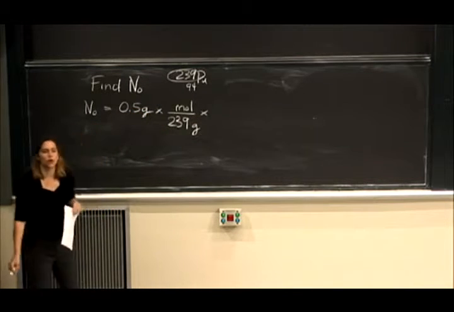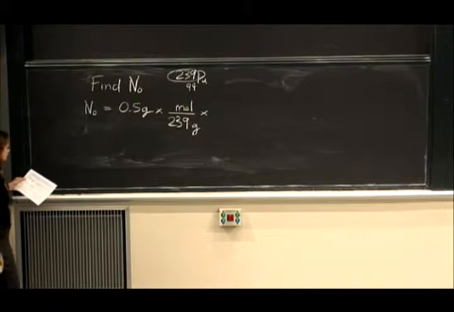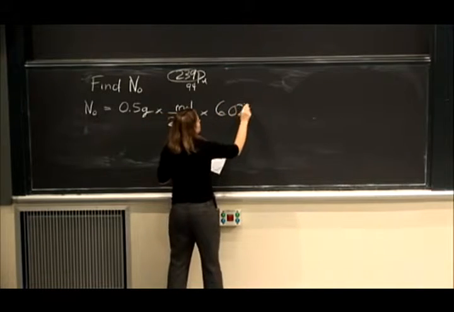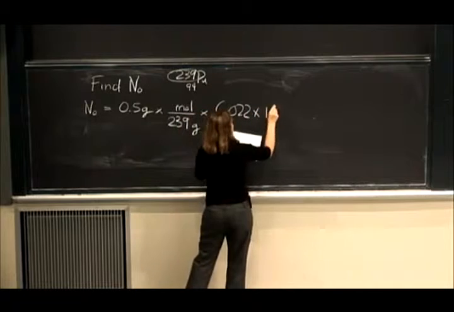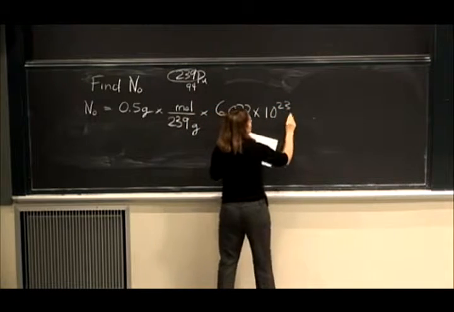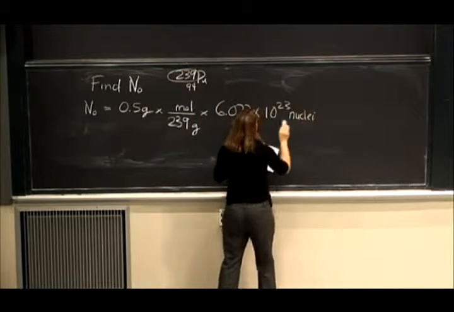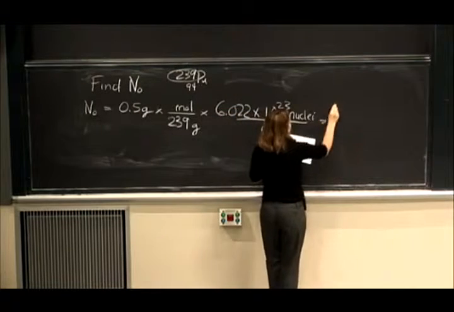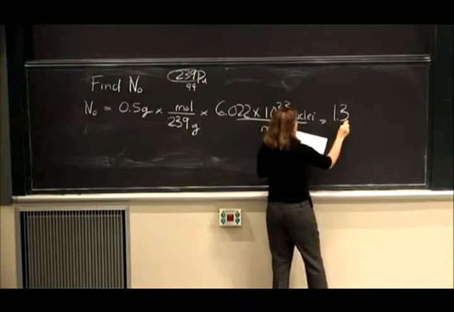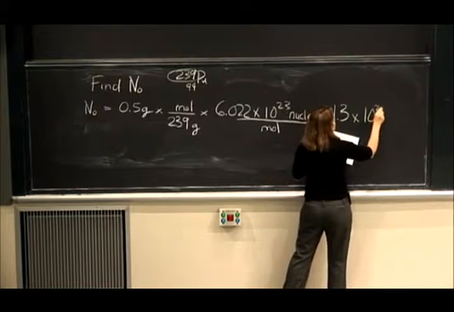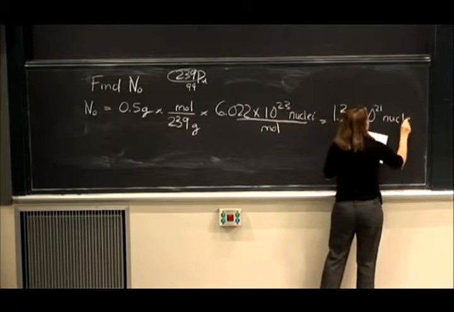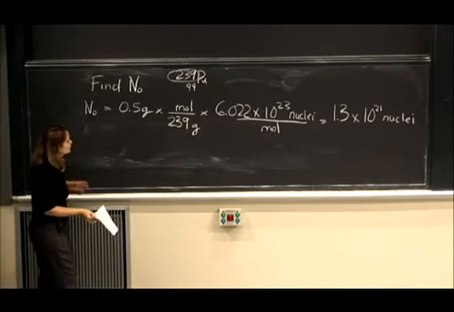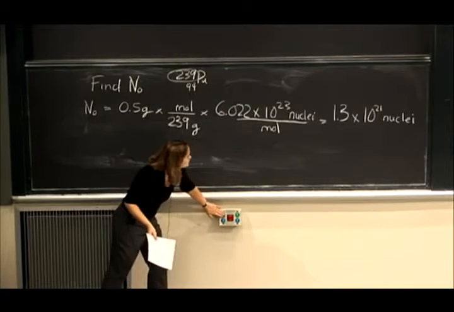So we can convert that over, but that's going to give us moles. So how do we go from moles to molecules? Avogadro's number, 6.022 times 10 to the 23rd. This time we're going to talk about it in terms of nuclei per mole. And so that's going to give us 1.3 times 10 to the 21 nuclei. OK, so now we know the original number of nuclei.